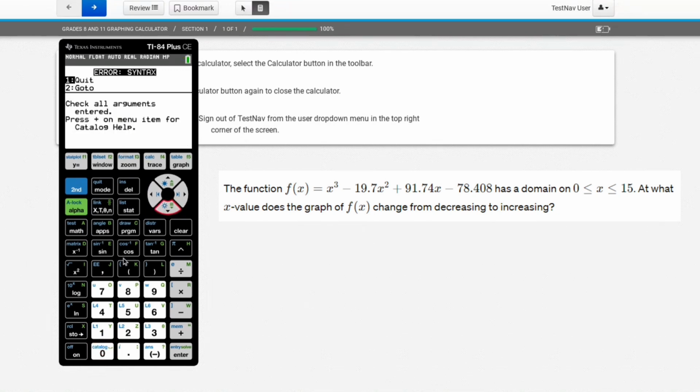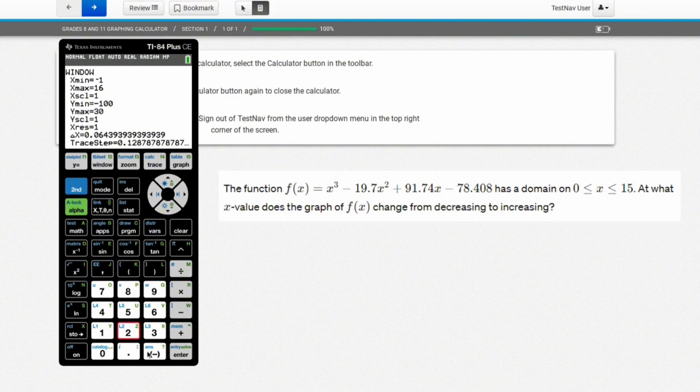What did I do? Oh, did I use the minus sign? I did. Negative. Learning lesson, kids, don't use the minus sign. Let's do 50. Not that we care about how high it goes. We care about how low it goes. Still not low enough. Man. So let's go to Window and do -200. Hit graph. There we are. All right. So again, what we care about is where it goes from decreasing to increasing. So what we need is to find that local minimum right there.